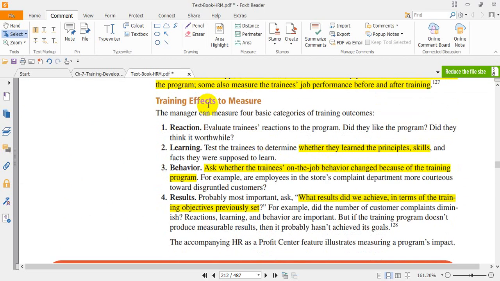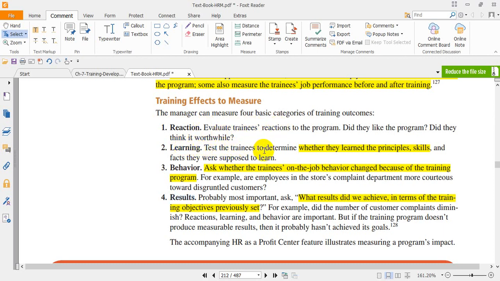The training effects to measure. Here we can measure some training effects to make sure of the effectiveness of the training program. The manager can measure 4 basic categories of training outcomes: reaction, learning, behavior, and results. Reaction: evaluate trainees' reaction to the program. Did they like the program? Did they think it worthwhile? This is the reaction regarding the program itself.